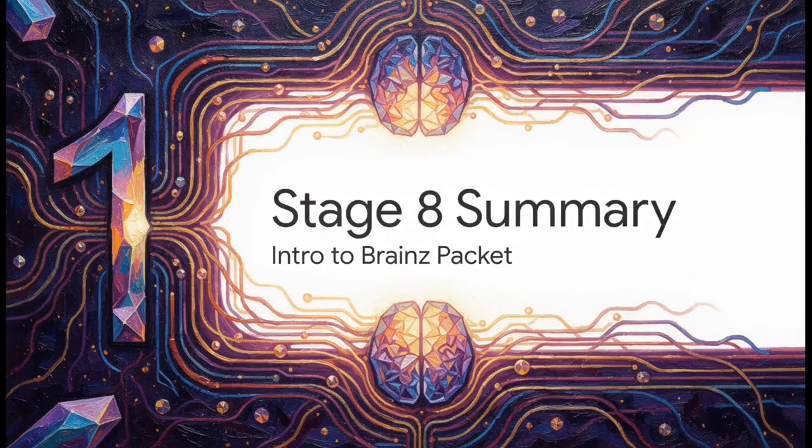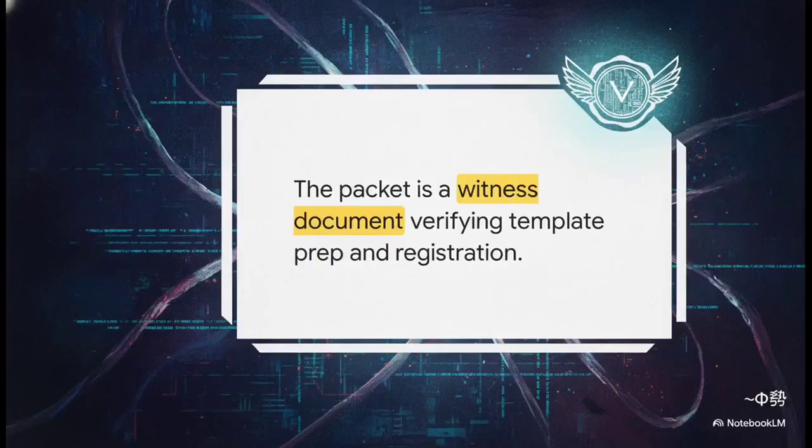Okay, Part 1. The Stage 8 summary, an introduction to the brain's packet. Let's get into it. So the best way to think of this packet is like the ultimate shipping manifest for highly complex neurological data points. It's officially called a witness document. And what that means is, it doesn't make guesses. It simply states the facts. Here's the exact state of the data. Here is exactly how we prepped the templates. And here is how we registered the images. It's basically the bedrock of accountability for the whole system.